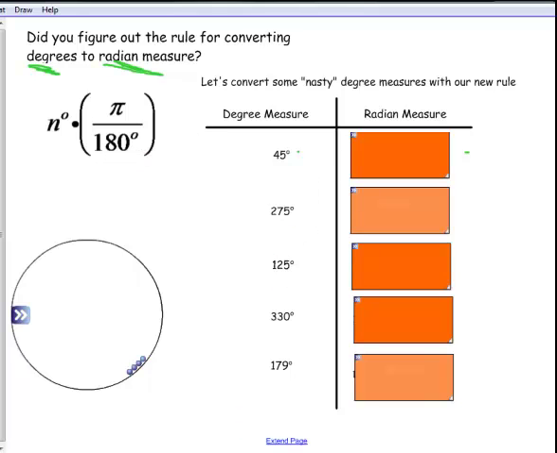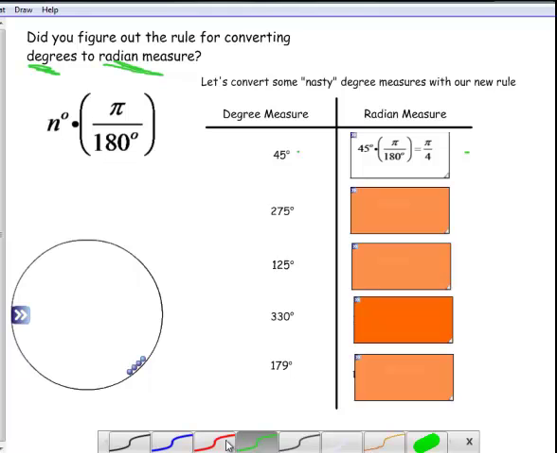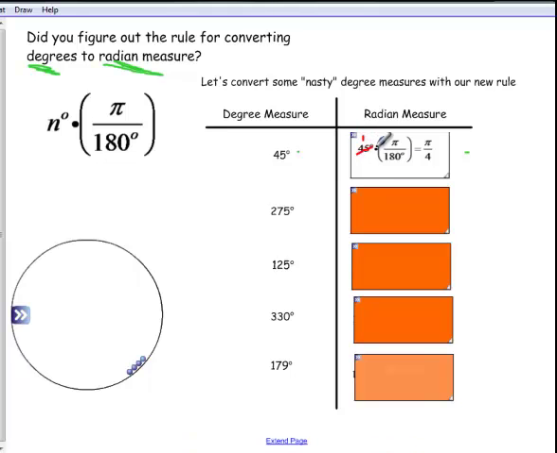So if I were to convert 45 degrees, that's what I do. I take my angle measure of 45 and multiply it by pi over 180. I do a little cross canceling. 45 goes into 45 once, 45 goes into 180 4 times, and I get pi over 4, a quarter of pi.